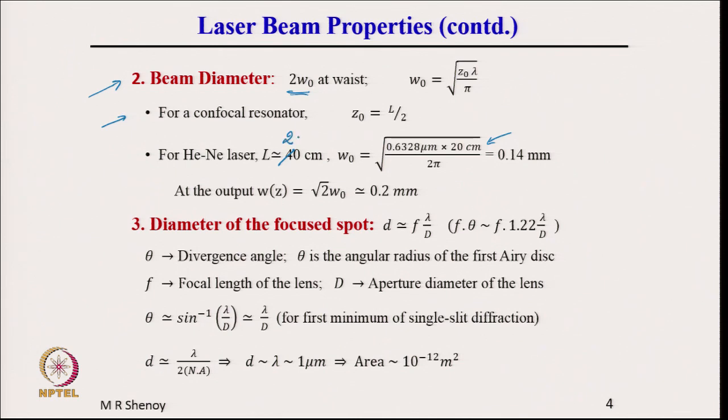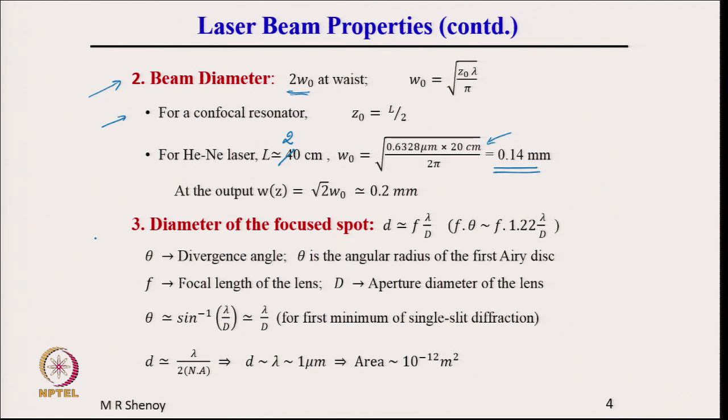Let me make this 20 centimeter, because typically laboratory helium neon lasers have a tube length of 20 to 30 centimeters. Because it is L by 2 and into pi, in the denominator there is only pi, so W0 is 0.14 millimeter or 140 micrometer. So, that is the typical number we have for the spot size at the waist of a helium neon laser.